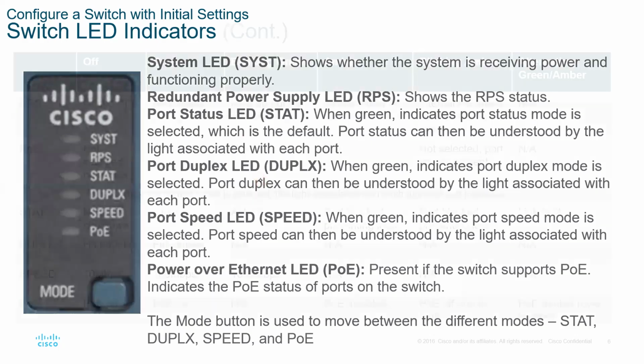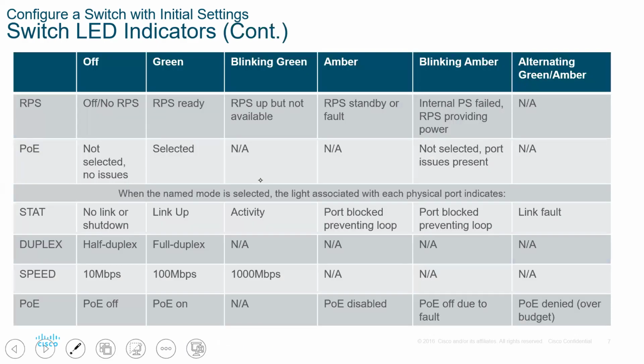All right, let's go. Okay, we have a table there summarizing, I think, basically what we're saying. And that's also power over Ethernet. Okay, power over Ethernet, when it's off, it means we don't have PoE. When it's green, it's on. When it's amber, it's disabled. Blinking green, there is a fault. Then alternating green and amber, power over Ethernet is denied. Okay. So basically that's a table that summarizes, I think, everything we were saying in that previous page.